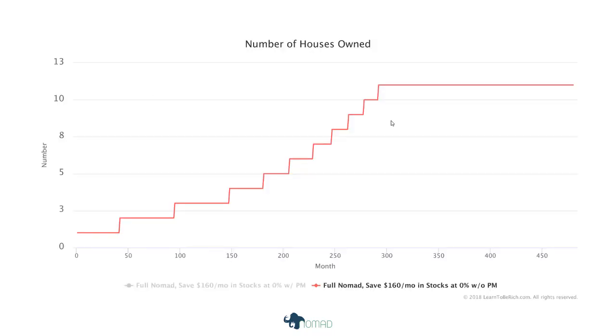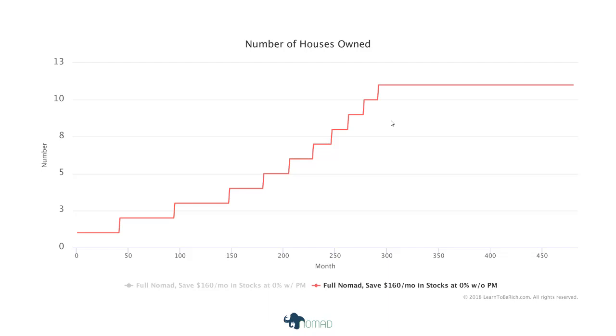Okay. So here's the number of houses owned if you do not have a property manager. So before, if you were basically on this plan, you're saving $160 a month towards your Nomad plan. You started with $5K in your account. You buy a nothing down home right here. It takes you about 4 years or so to have enough down payment in your account to buy your next property where you have $6,000 buffer and 3%. Then you buy another property. Takes you another whatever number of years this is, just shy of 100 months, to buy your next 3% down property.